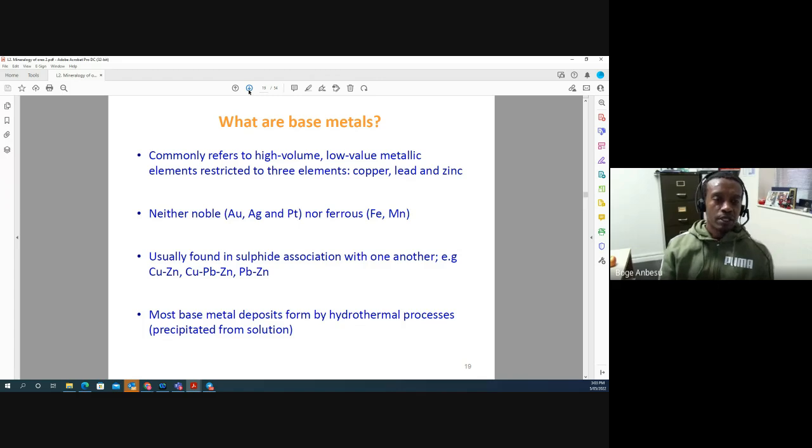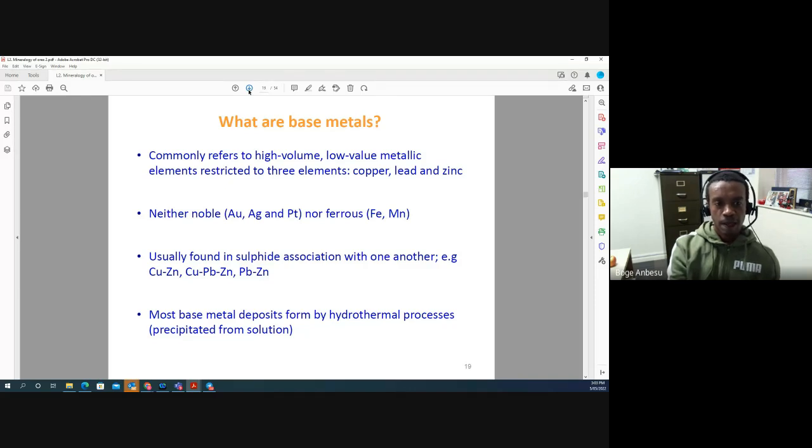So what are base metals? As I said, the copper, lead, and zinc. So they're not precious metals. So gold, silver, platinum, palladium, and so on are precious metals. And they're not ferrous metals. Ferrous metals are something like iron, manganese, chromium, titanium, and so on. Okay, so they're neither of those. And therefore, because of those different properties, they also occur slightly differently from, say, ferrous metals or from precious metal deposits.